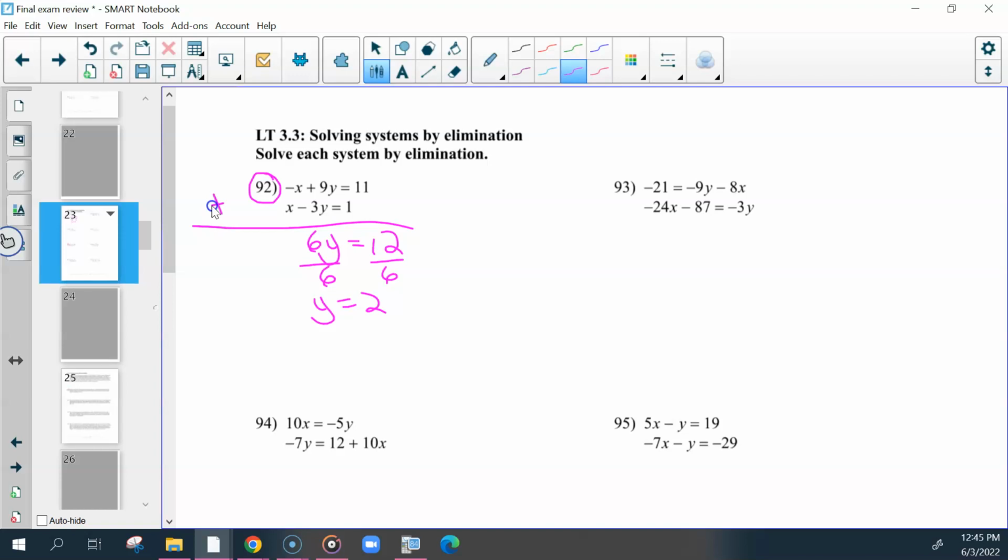So y equals 2. Then we can put it back in either of the equations we are given to find our x. Does not matter which one. I'm going to put it into this one. So we have x minus 3 times 2 equals 1, and we can solve for x. x minus 6 equals 1. If I add 6 to both sides, we get 7. And we can write this as an ordered pair.